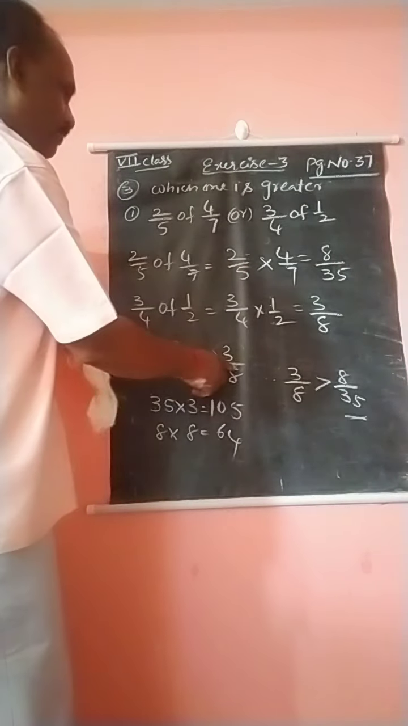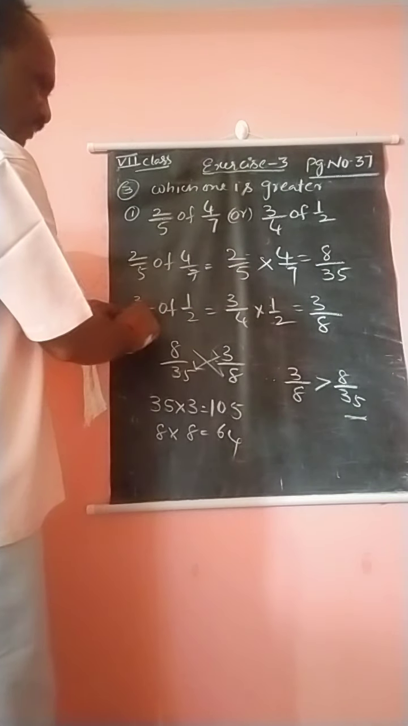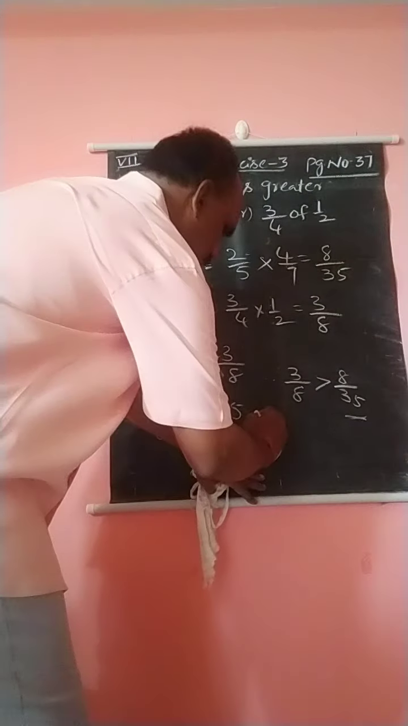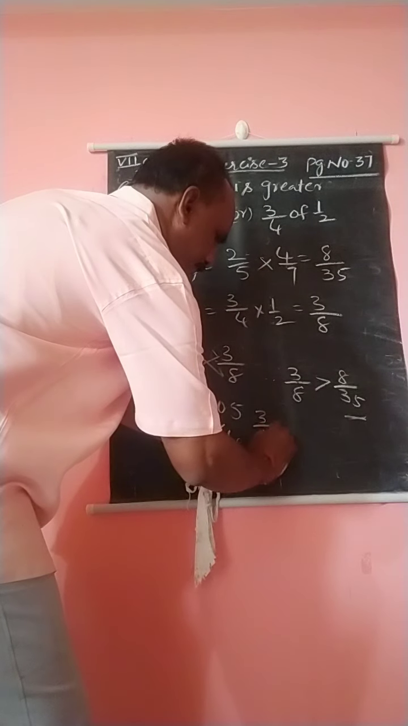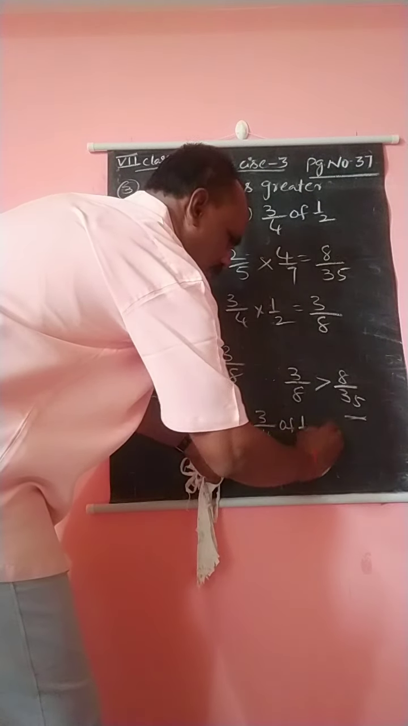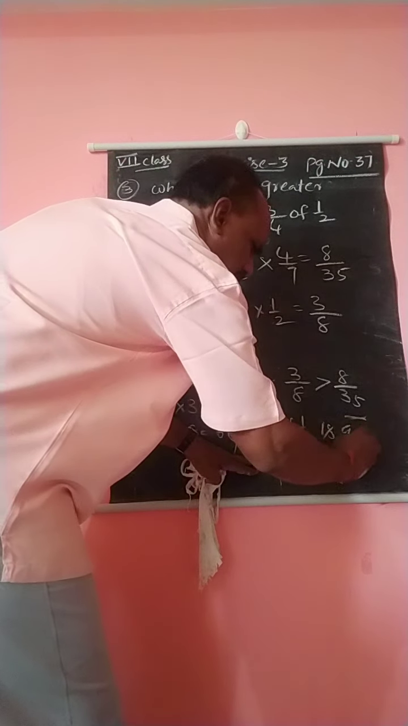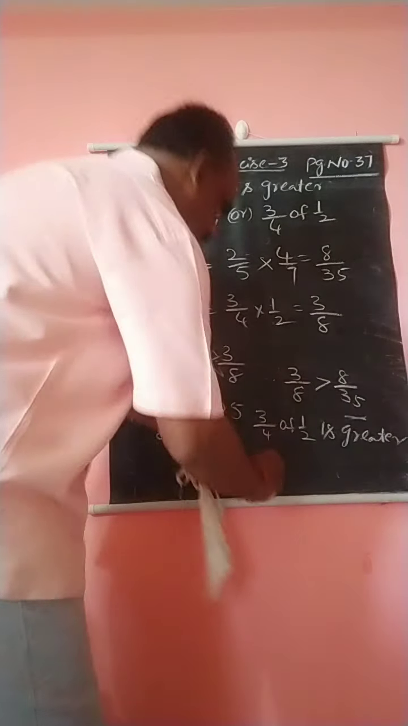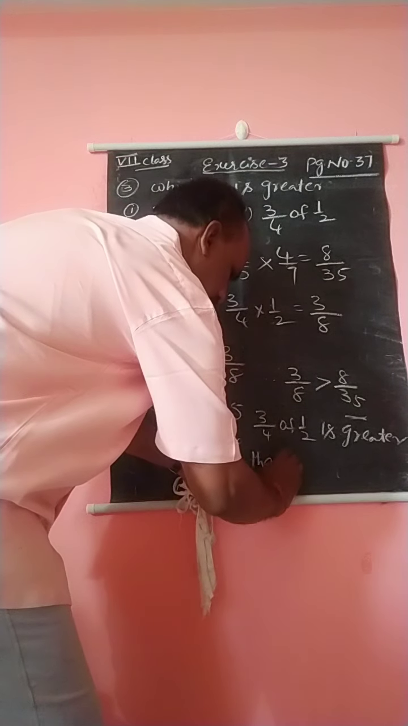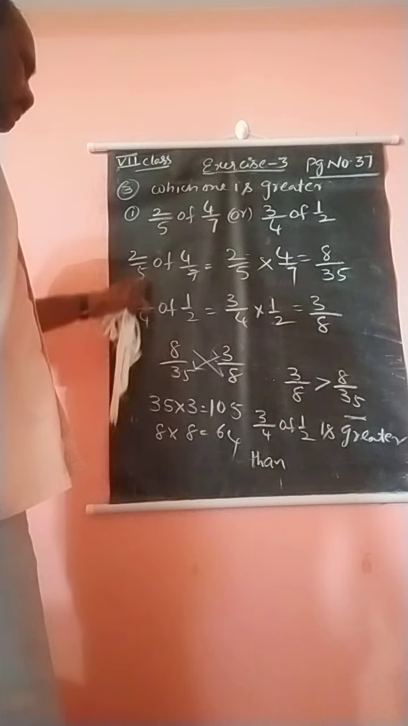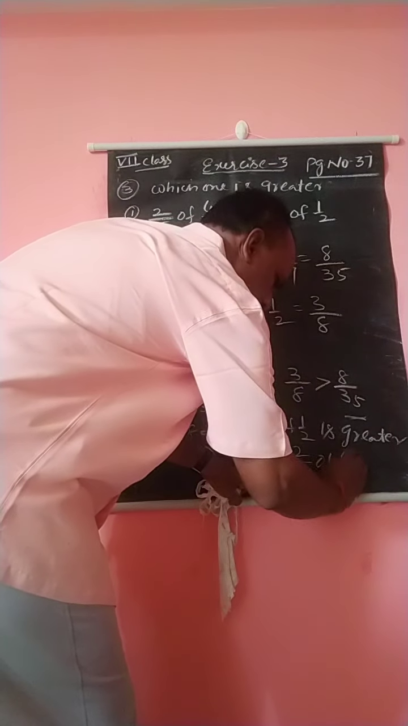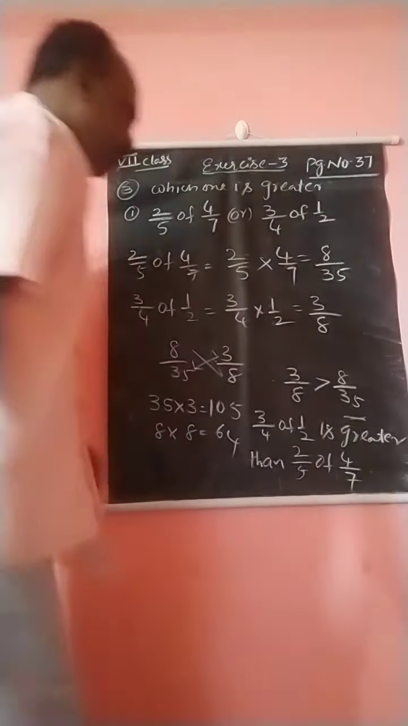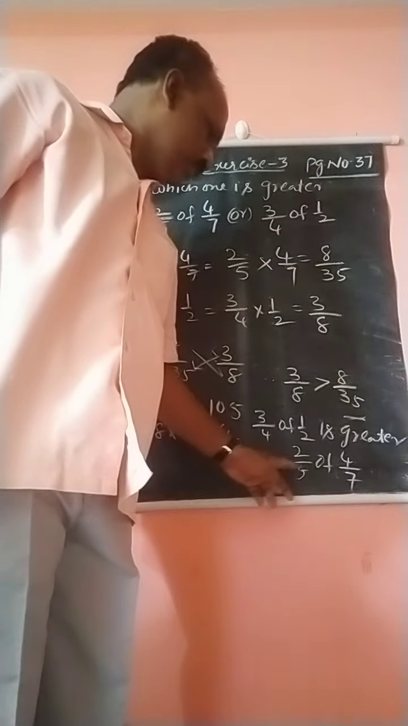That means 3 by 8 means what? 3 by 4 of 1 by 2. So 3 by 4 of 1 by 2 is greater than 2 by 5 of 4 by 7.